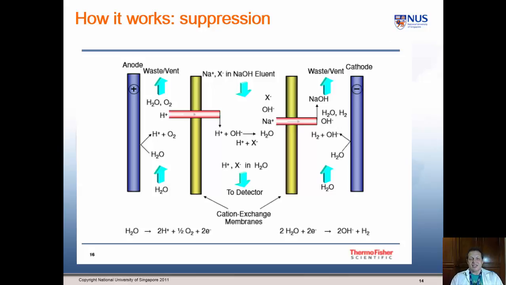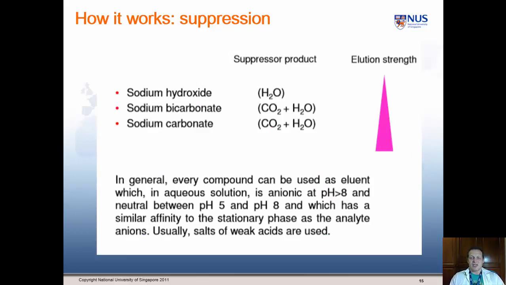So now, rather than detecting a tiny amount of sodium chloride against a huge sodium hydroxide background, you're actually detecting HCl, which has a greater conductivity than NaCl, against a pure water background. So you've both increased the conductivity of the analyte and decreased the conductivity of the eluent. So it's like a double whammy. And for completeness, here are the suppressed products for the sodium bicarbonate and sodium carbonate, which is what you'll be using. And the elution strength, the flexibility you have, actually goes up on this list. Okay, I can let you read that, I think.